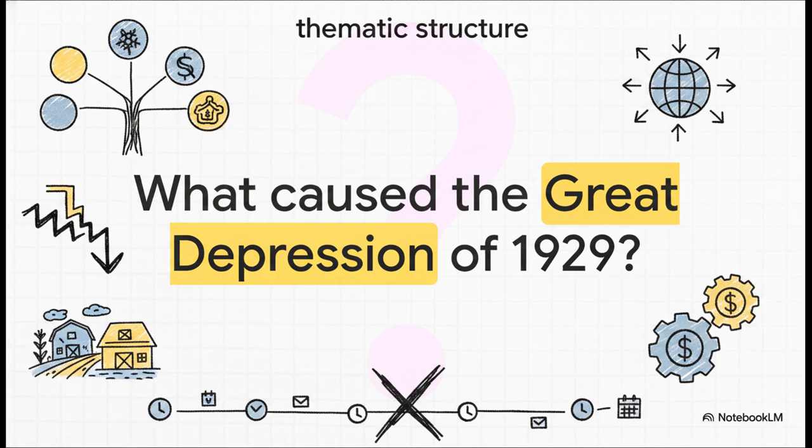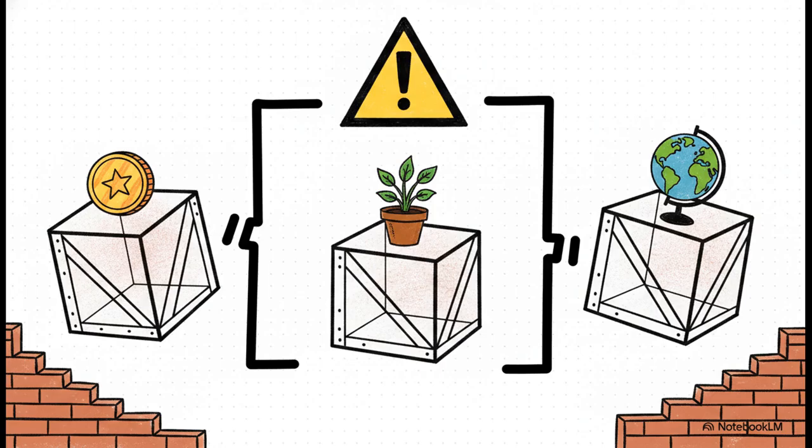A chronological approach here might get hopelessly bogged down in a day-by-day timeline of the stock market crash. But a thematic structure lets you dedicate one specific section to economic policies, another entirely to agricultural struggles, and yet another to international trade. While it powerfully highlights key theories, the primary danger here is building a totally disjointed essay.